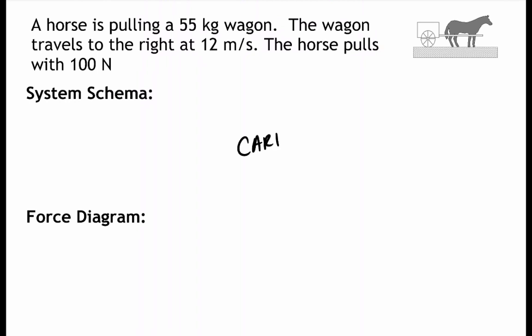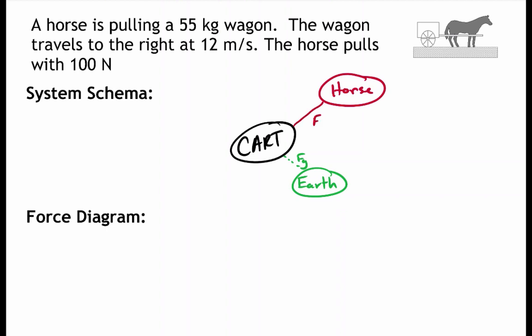So our system is the cart. The cart interacts with the earth through a force of gravity. The cart also interacts with the horse with an applied force. The cart interacts with the ground through a normal force. And because the wheels are rolling, the cart interacts with the axle through a force of friction.